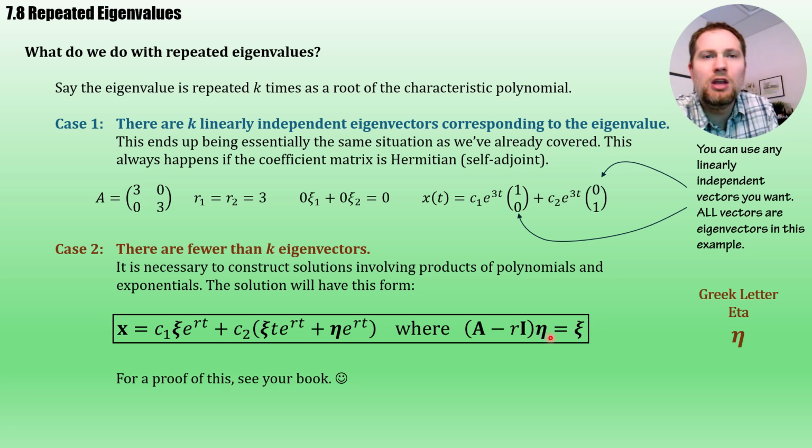Notice that it satisfies an equation that's very similar to our normal eigenvector problem. But instead of equaling 0, it's equal to our other eigenvector, which we already found. So we're going to solve this. That's what we're going to unpack now with an example.